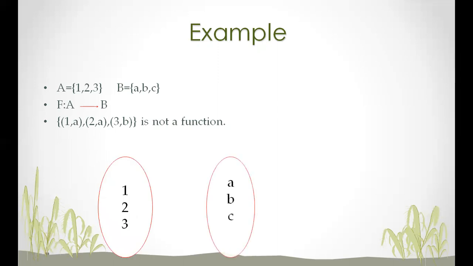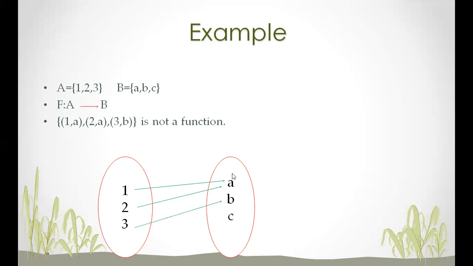Let's see it graphically: 1, 2, 3, A, B, C. According to the mapping, 1A means 1 is mapped on A. So we mapped 1 on A. Then 2 is mapped on A, so we mapped 2 on A. Here 3 is mapped on B. We mapped 3 on B.